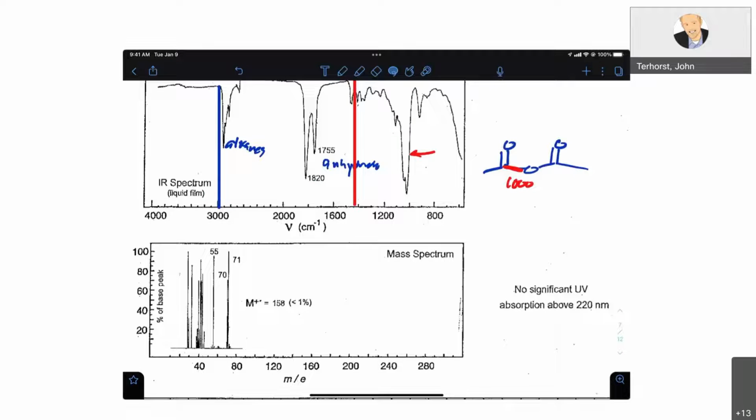No significant UV absorption above 220. I imagine that most students will just straight up ignore that. But what that means is that there's no conjugation.